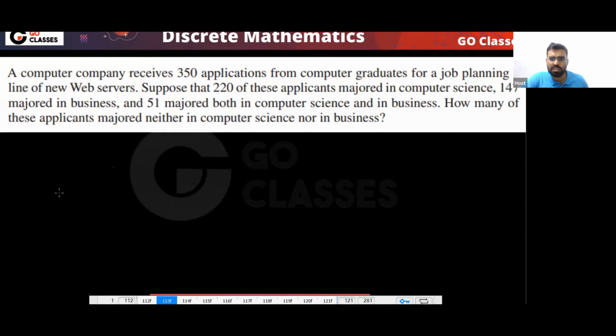Okay, what about this one? You got a total of 350 applications for a job, and now you are saying that 220 are computer science people, 140 are business people, and 51 are both computer science and business people. How many are neither in computer science nor in business?